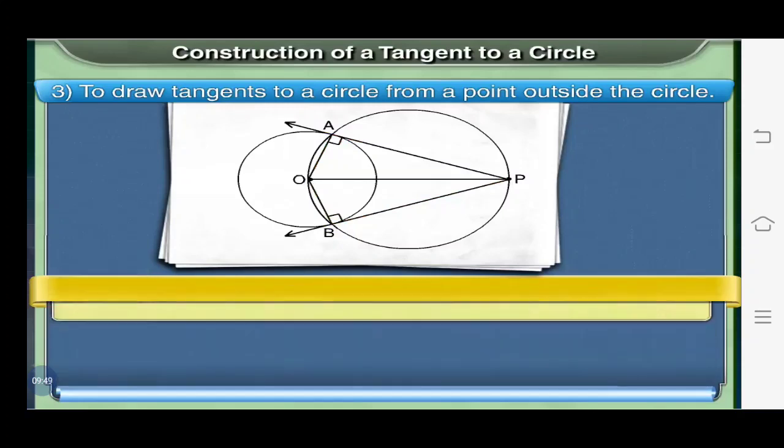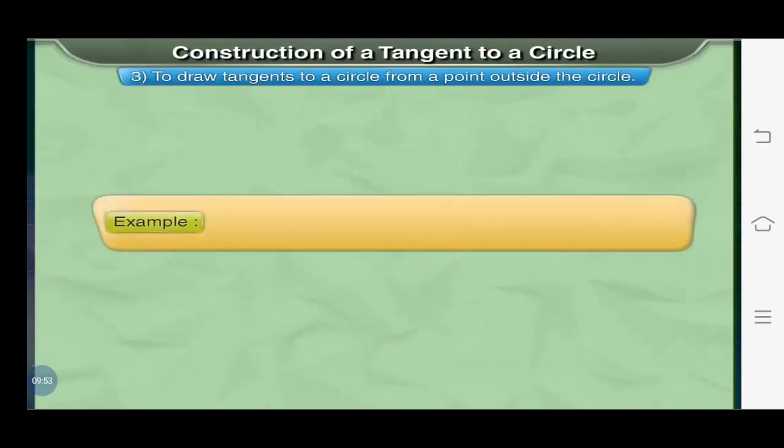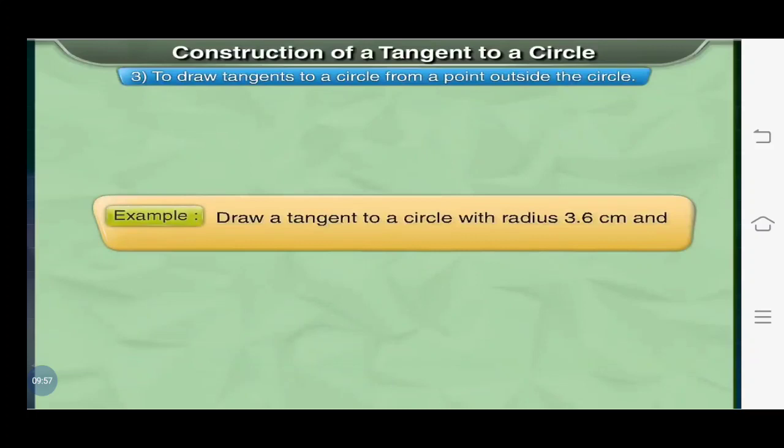Example. Draw a tangent to a circle with radius 3.6 centimeter and center C. Point B is at a distance 7.2 centimeter from the center. Since point B lies outside the circle, we know there will be two tangents to a circle from this point. Let us see the steps of construction.